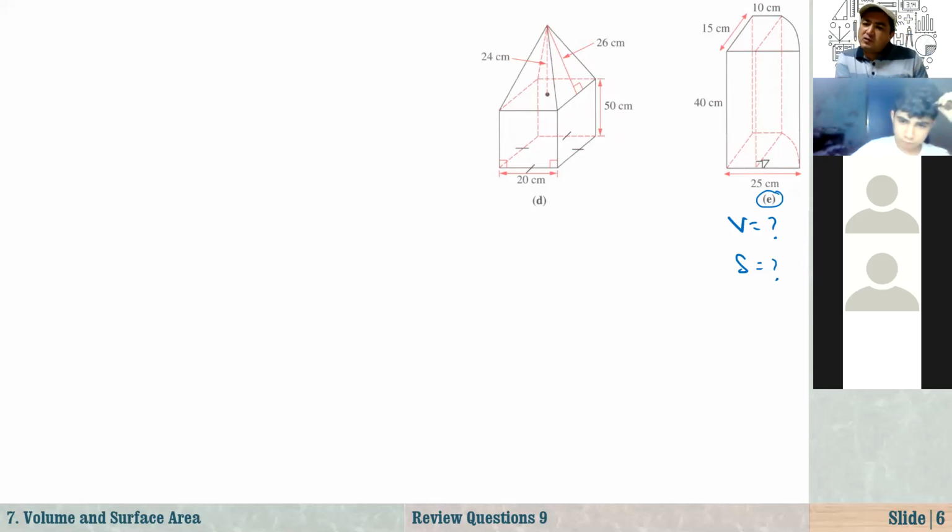To find the volume of a solid, you need to find the cross-sectional area, right? And after that, you should multiply it. Now, what is the cross-sectional area? That is a rectangle, right? And plus this quadrant, right? So you need to find the area of the two things, R plus Q. And if you multiply this by the height, it gives us the volume of this solid.